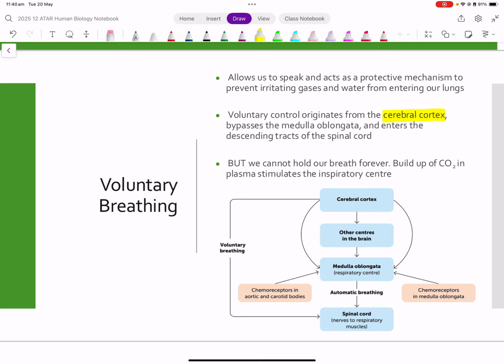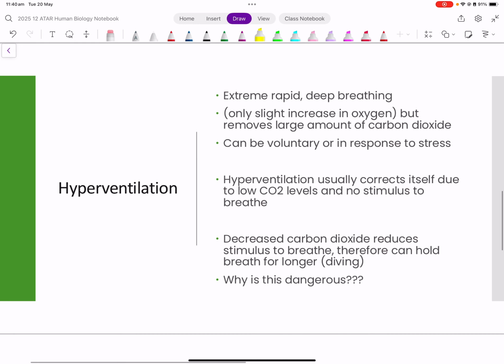The reason that we have voluntary breathing in addition to autonomic control of our breathing is it allows us to speak and it also protects us from taking dangerous gases, or water if we're underwater, into our lungs. Now, while we can have voluntary control of our breathing, it's not possible for us to hold our breath forever. Eventually, we're going to have a strong stimulus in the form of carbon dioxide, and that's going to stimulate the inspiratory center to make it feel like you just cannot hold your breath any longer, and so you take that deep breath in.